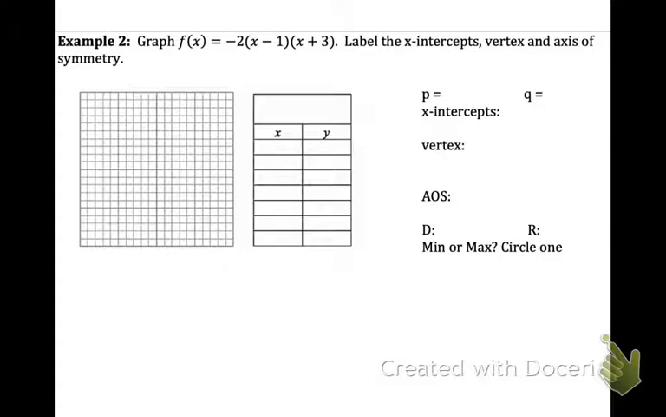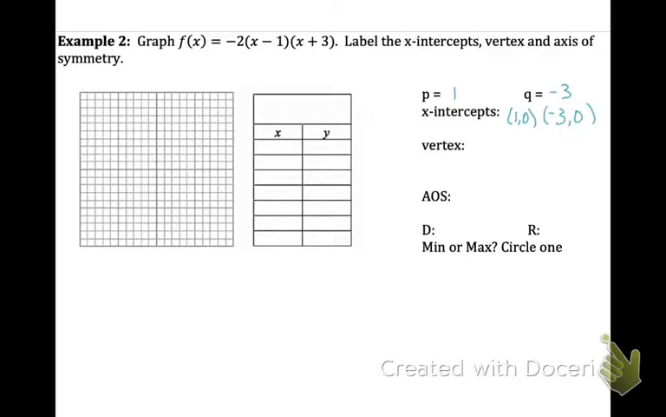So you look inside your parentheses and be sure to take the opposite sign. So p is 1 and q is negative 3. And let's write those as x-intercept points. So that would be the point (1, 0), and then (-3, 0).